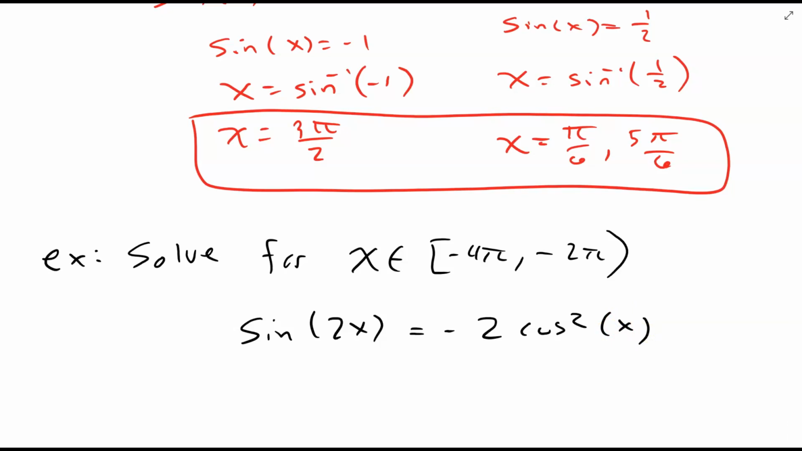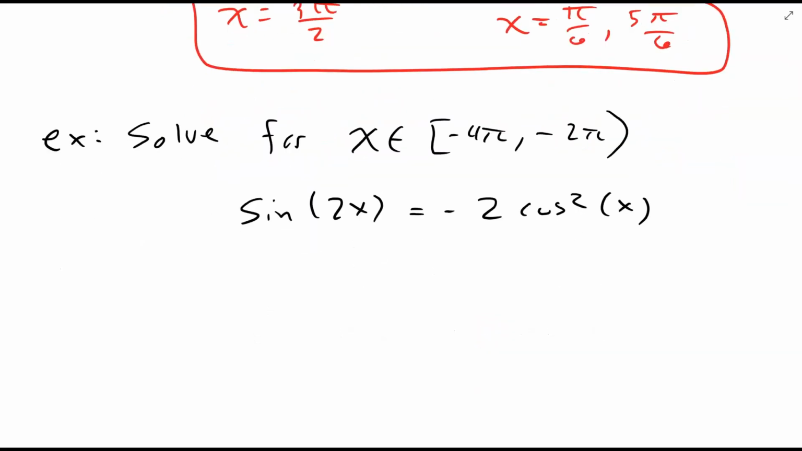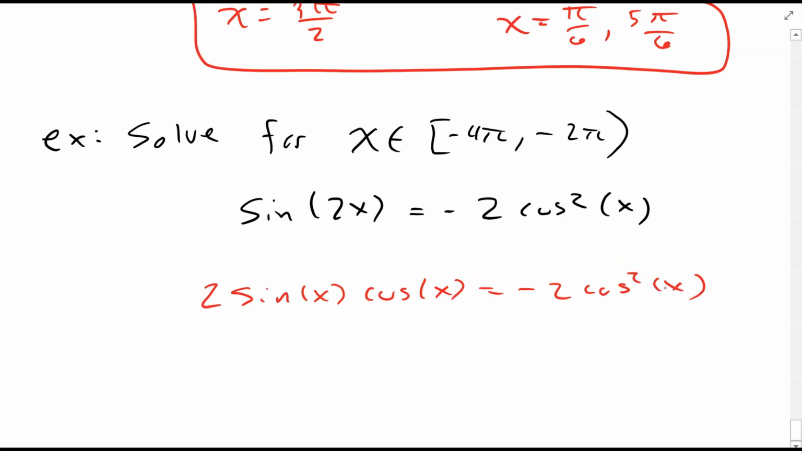Okay, what about this one? Sine 2x equals negative 2 cosine squared x, and we're solving on from negative 4 pi to negative 2 pi. What do you want to do first? Double angle? Okay. Now what?